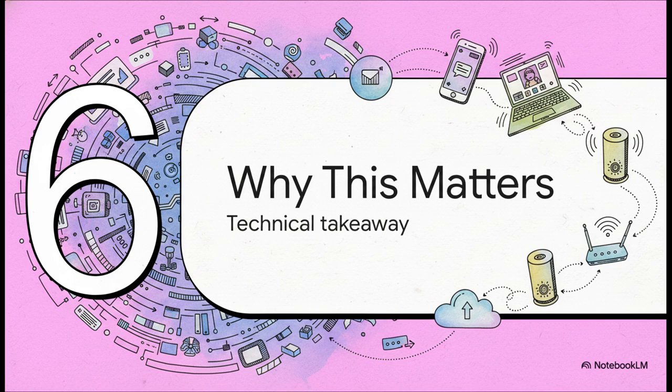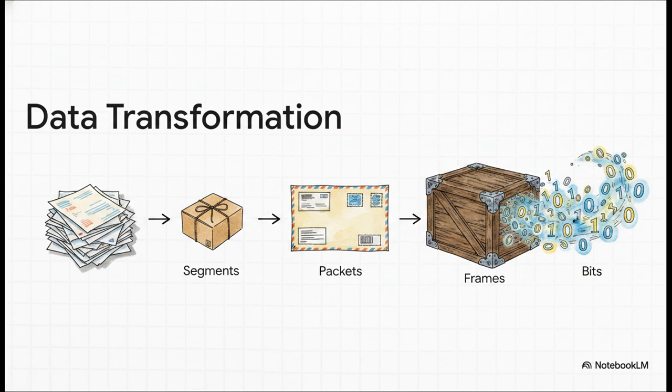Section 6. Why this matters. Let's grab the core technical takeaway here. As our document travels down these layers, it physically transforms. We call this process encapsulation. It starts as raw data up top.